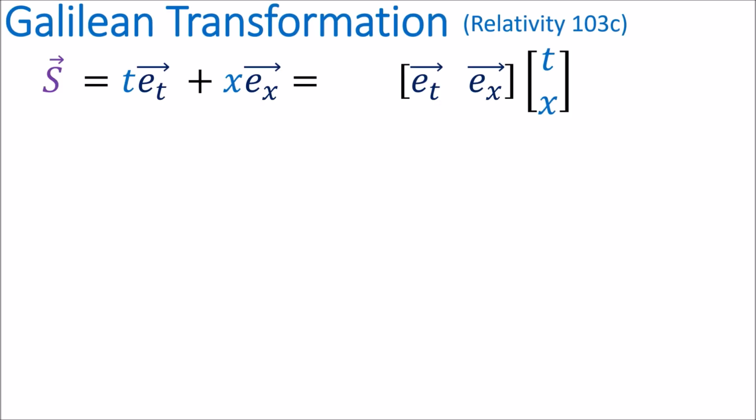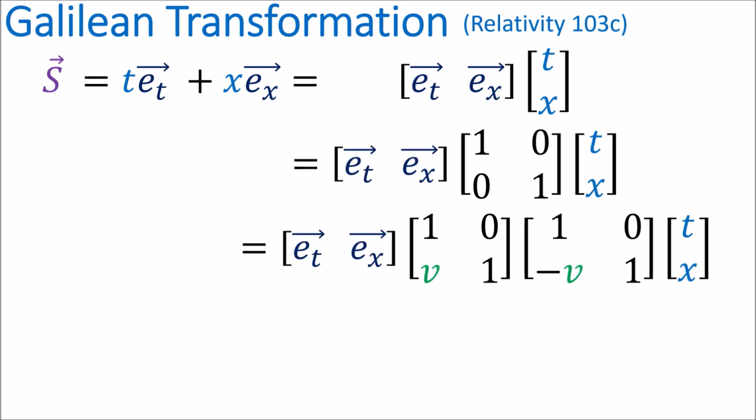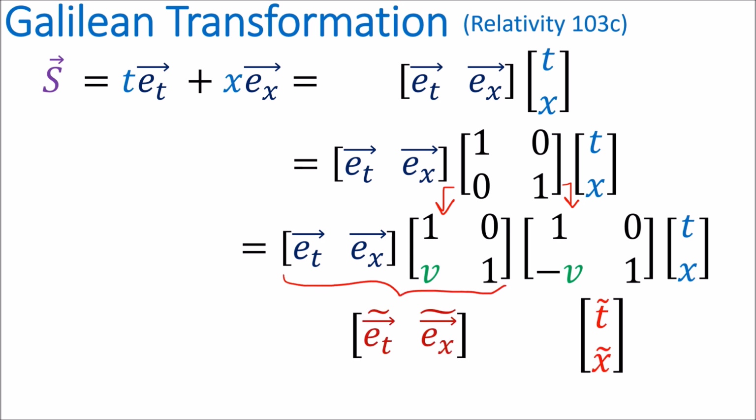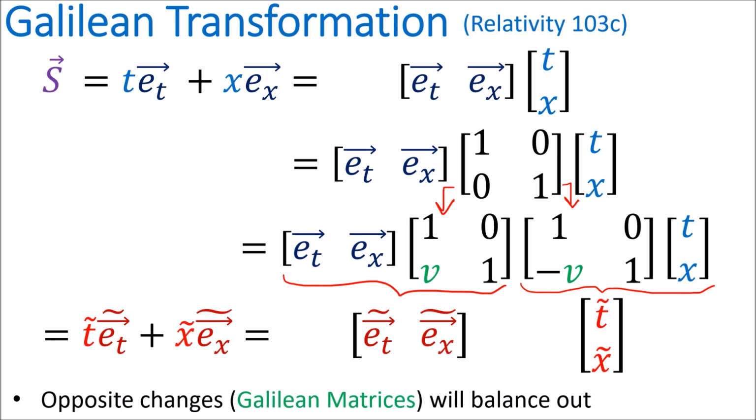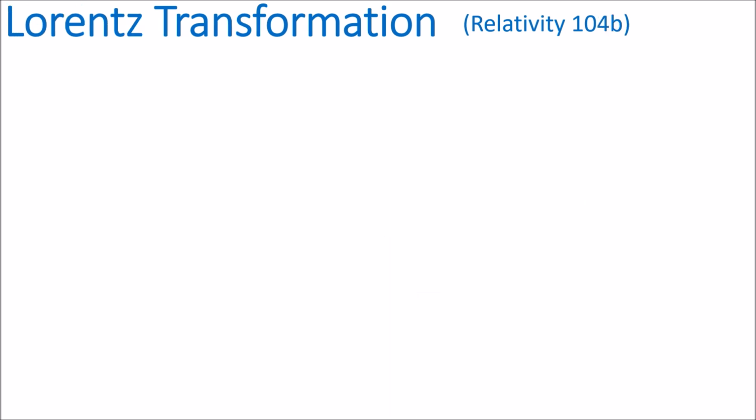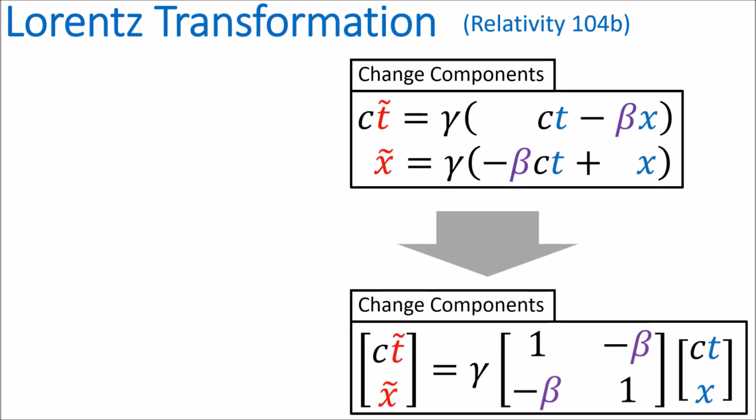Just like before, we can change the components of a spacetime vector S to a new reference frame by changing the basis vectors with one Galilean matrix and changing the components with the inverse Galilean matrix. The opposite changes will balance out, and we can write the vector S in terms of a new basis with new components. And this same idea also applies to the Lorentz transformation.